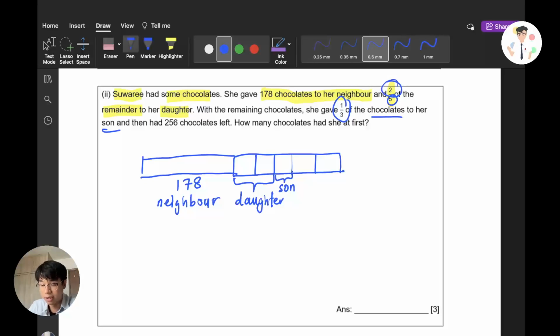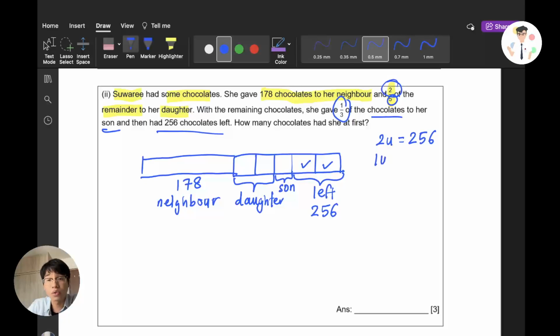The son will cry. Now, Dan had 256 chocolates left. This is what I left, and I'm told that this is 256. Wow, I mean, this question will be kind of easier, right? Because they give you 2 values and it makes it simpler for you. Now, look at here. I know that this 2 unit is actually what? 256. So 2 unit I know is 256.